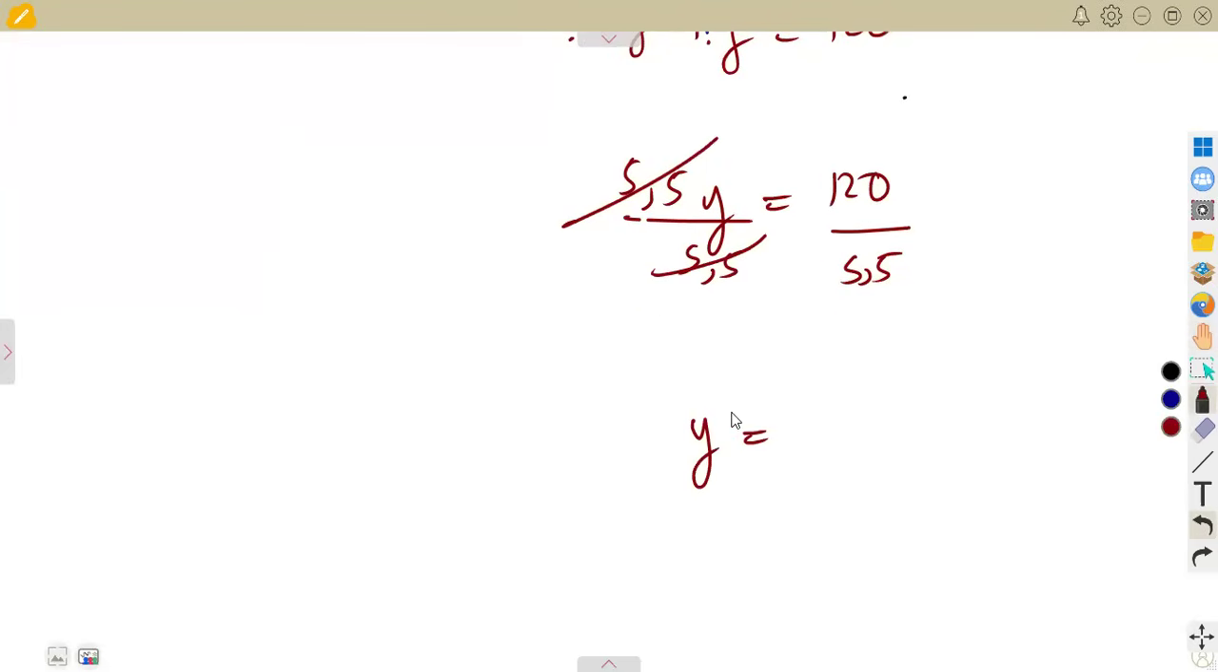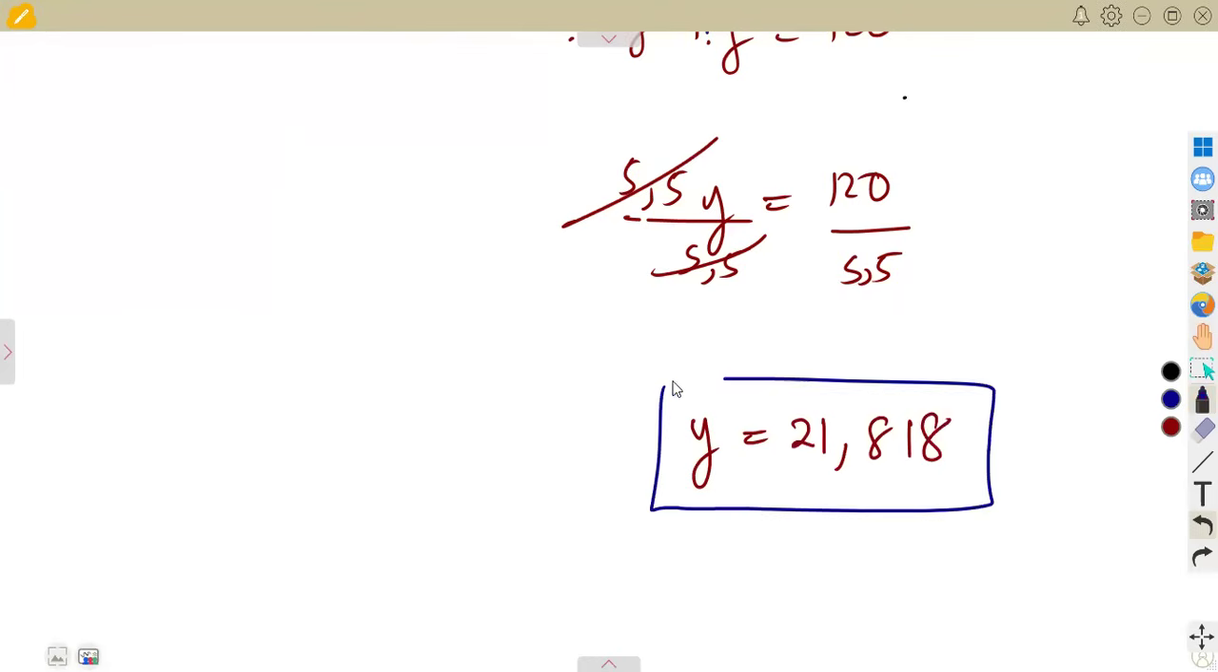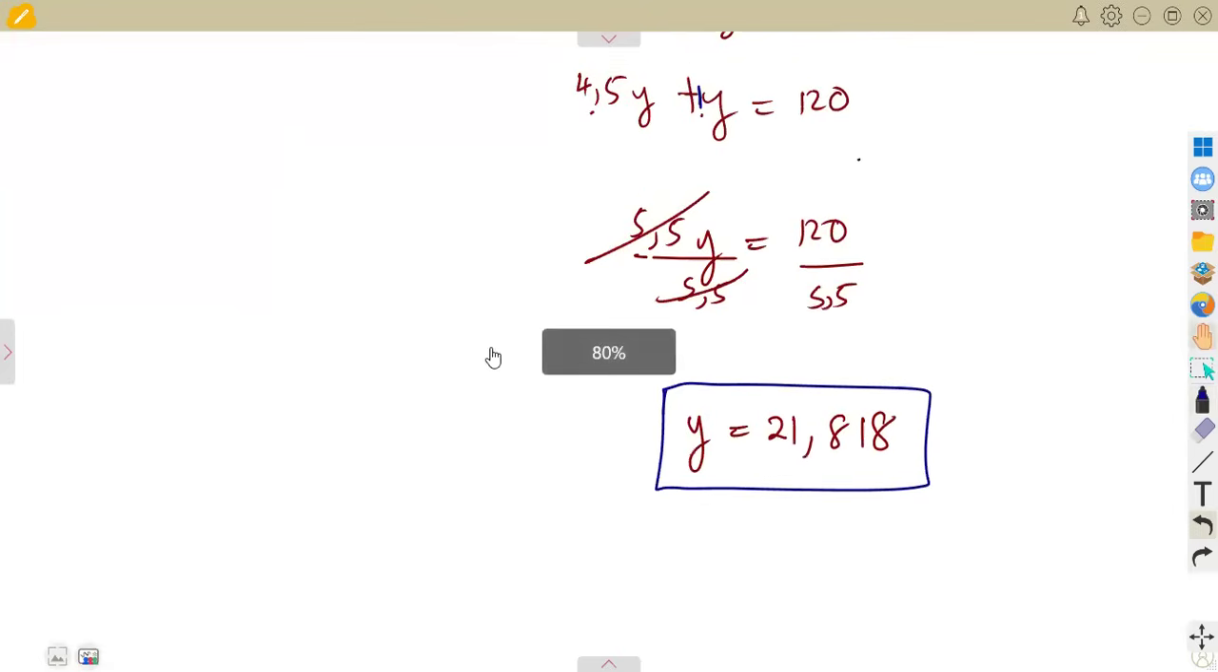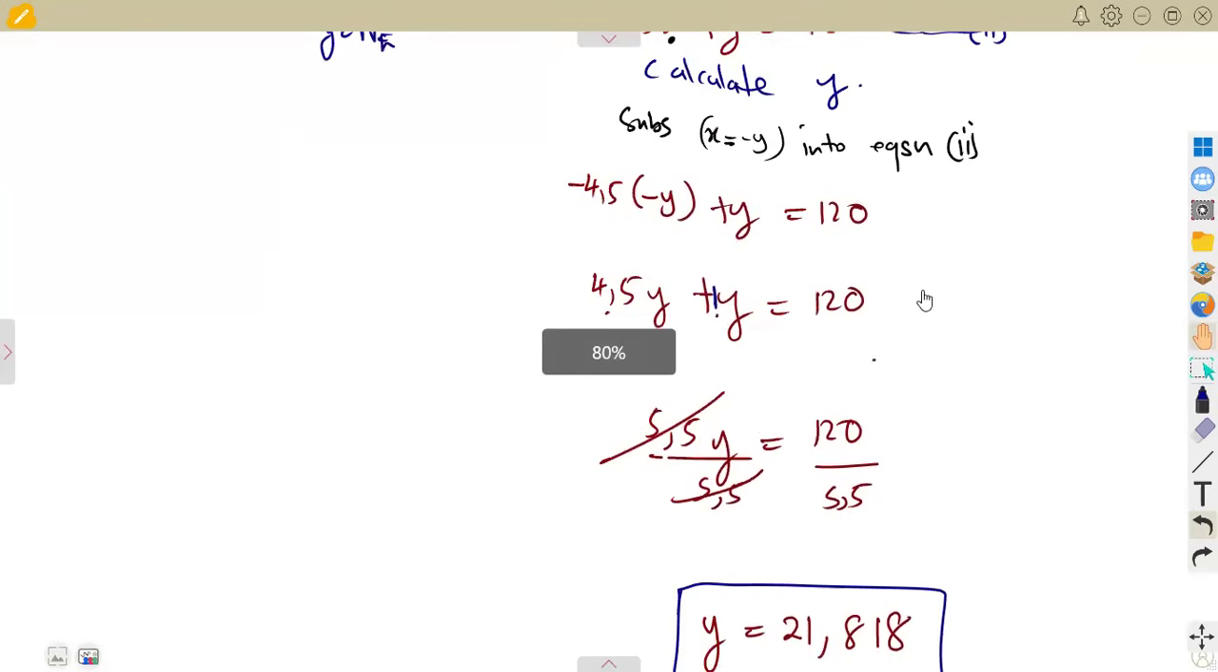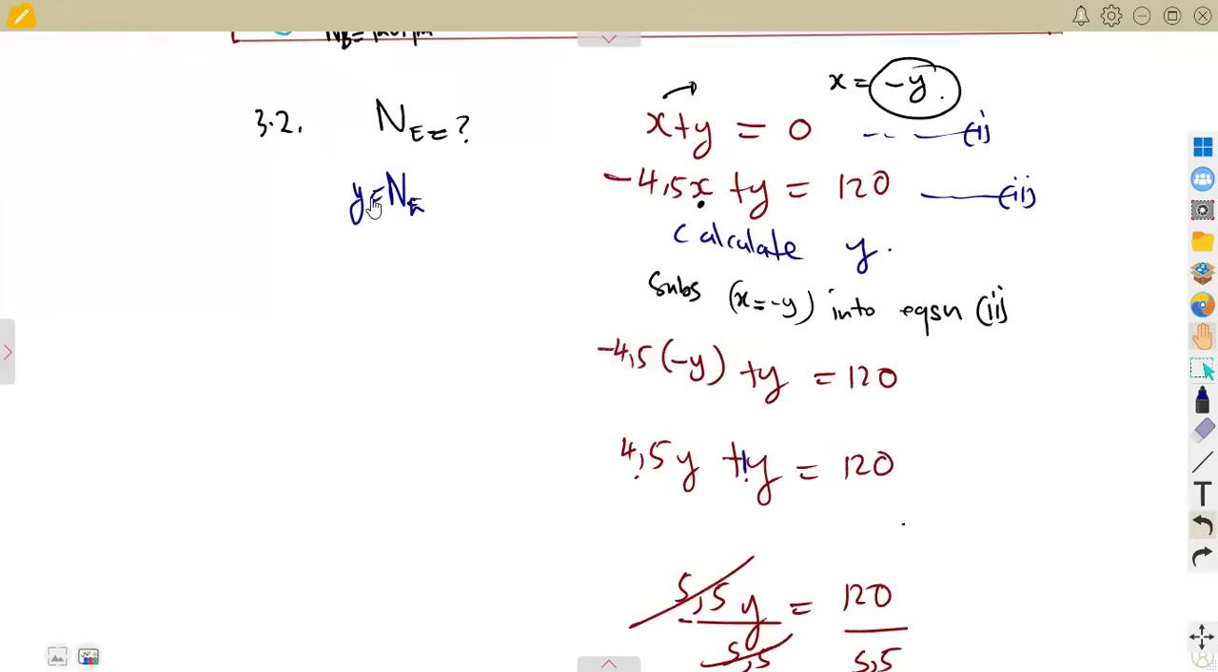Why concentrate on the value of y? Because NE is equal to y. So there's no need for me to calculate x. Yes, I can do that, but consider the question says y is equal to NE. So we can just calculate y straightforward instead of calculating x. Then after that, all right, that's our NE, and NE is equal to y.